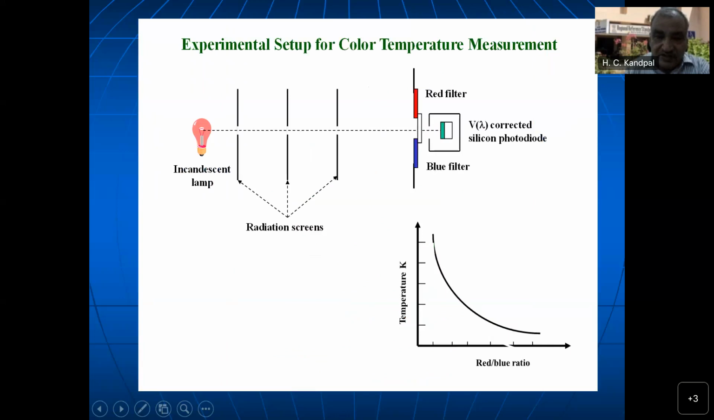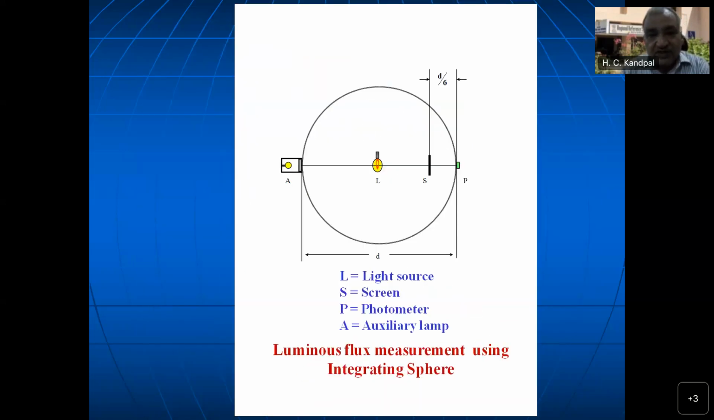Since it baffles the light from directly falling on the surface, it is named a baffle. This light from the source should not directly fall on the detector, therefore it is called a baffle. Depending on the size of the source and the size of the integrating sphere, we can have the luminous flux measured. Outside this there is an auxiliary lamp, because the standards produced by the National Physical Laboratory are a very costly affair, and those are protected like anything.